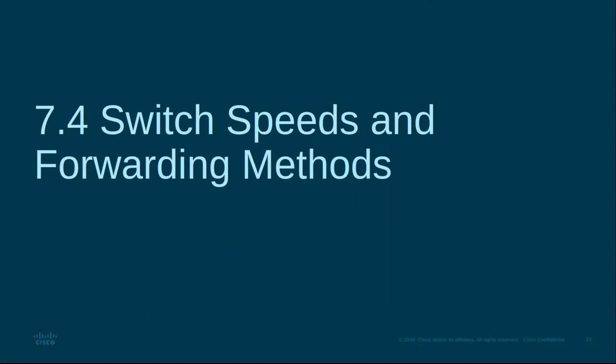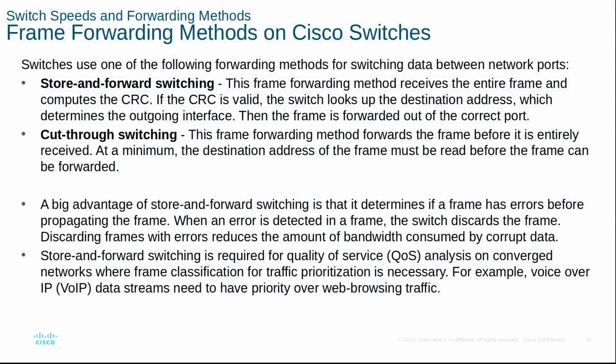Now there's two methods you can use on Cisco switches to forward frames. This is a good test question. Store and forward and cut through. With store and forward switching, the switch will receive the entire frame, compute its CRC to determine that it's not a corrupt frame, and forward it out the correct port. If the frame doesn't pass that CRC checksum, it's of course dropped.